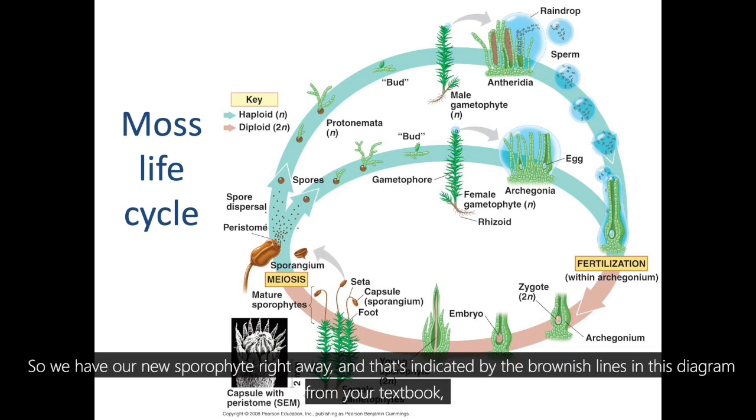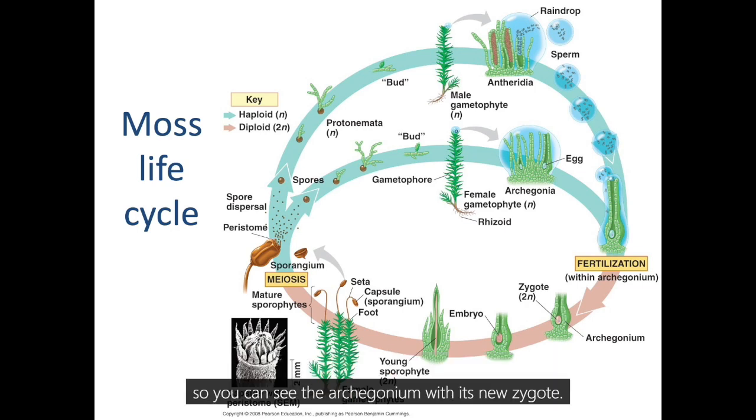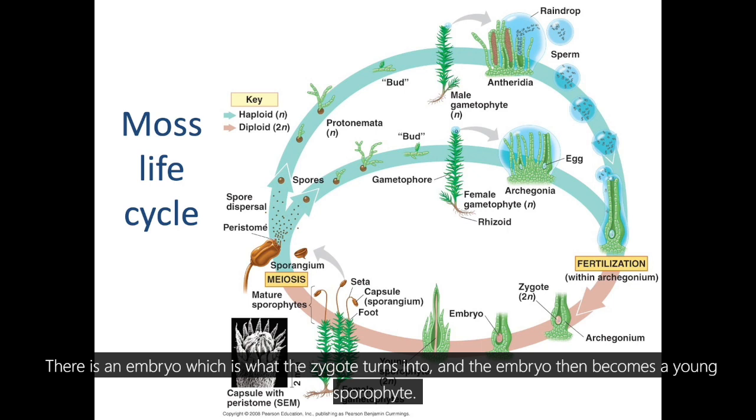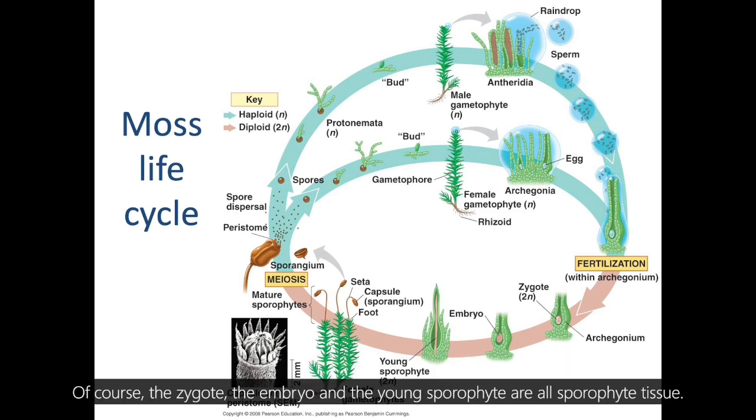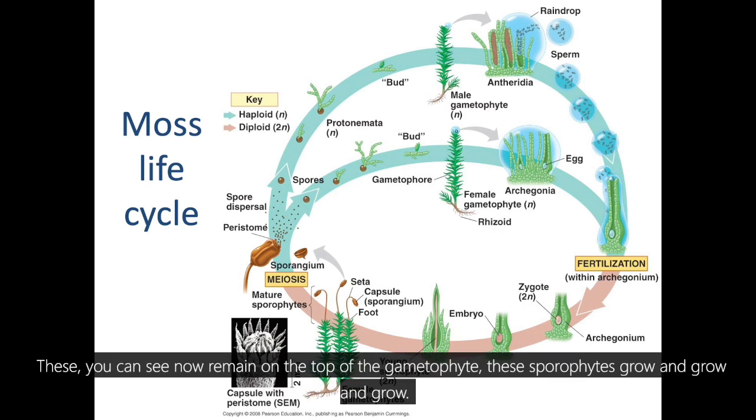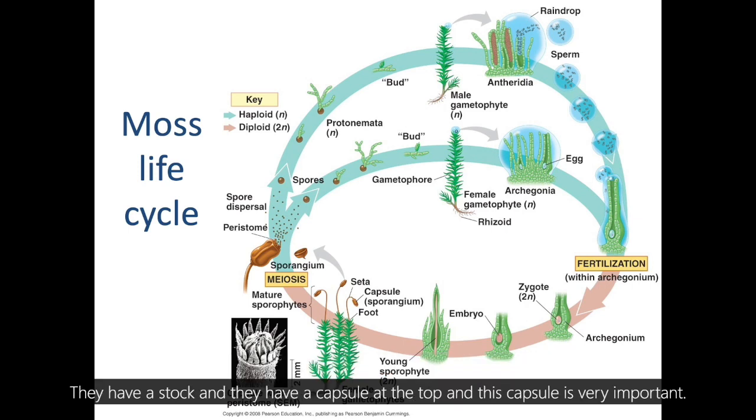So we have our new sporophyte right away, and that's indicated by the brownish lines in this diagram from your textbook. So you can see the archegonium with its new zygote. There's an embryo, which is what the zygote turns into, and the embryo then becomes a young sporophyte. Of course, the zygote, the embryo, and the young sporophyte are all sporophyte tissue. These, you can see now, remain on the top of the gametophyte. These sporophytes grow and grow and grow. They have a stalk and they have a capsule at the top.